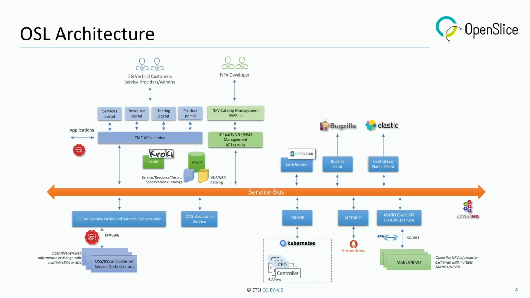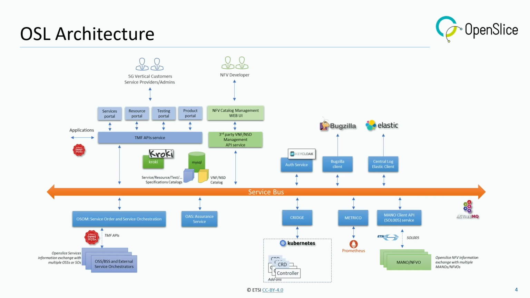So a glimpse at the OpenSlice architecture. This is a service-based architecture, as you can see. It comprises the TM API families and the respective portal for each layer of the TMF model, which is resource, service, product, etc. It comprises also a proprietary API to manage NFV artifacts, VNFs and NSDs. And all of these, of course, are connected through the service bus. Of course, OpenSlice comprises an authorization service, a bug reporting service as well, and central logging. It comprises the MANO client API, which is the client that enables communication with underlying NFVOs based on the ETSI NFV model.